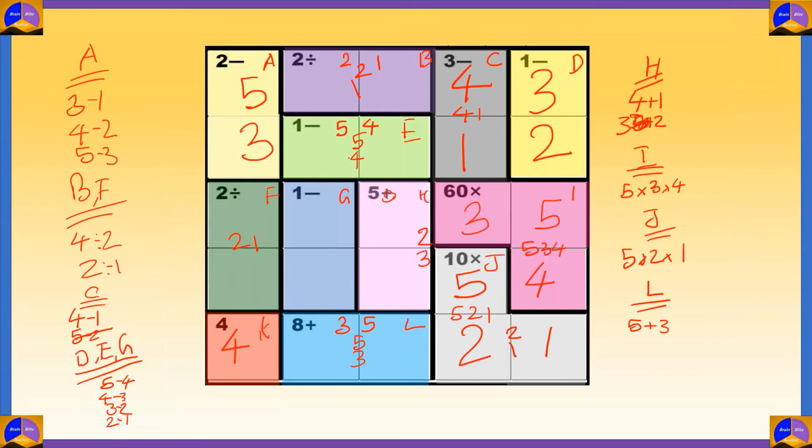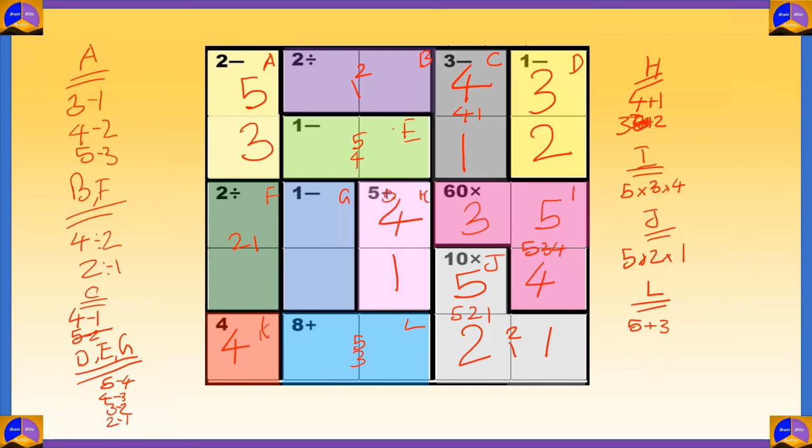Now, here comes the problem. In cage G, the remaining numbers for that column are 1 and 4, but 4 minus 1 or 1 minus 4 is not equal to 1. So, we will not use the option 3 plus 2 in cage H. We will use the option 4 plus 1 in cage H. So 1 would go over here and 4 over here.